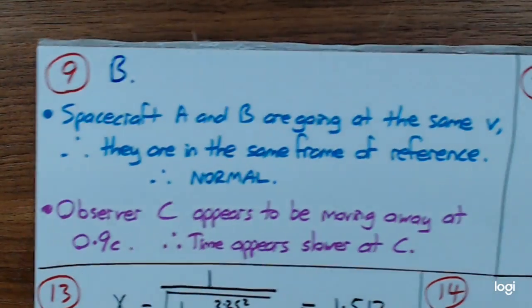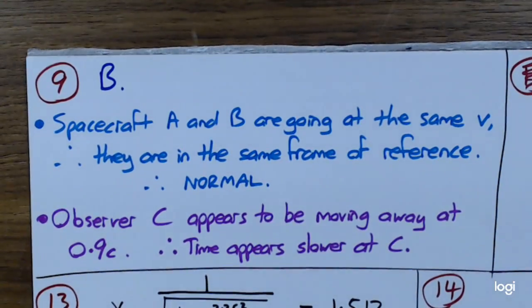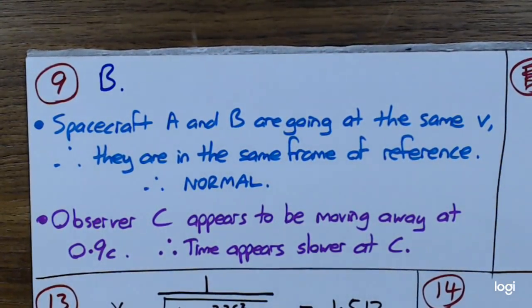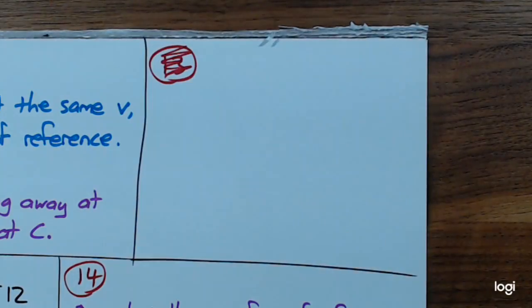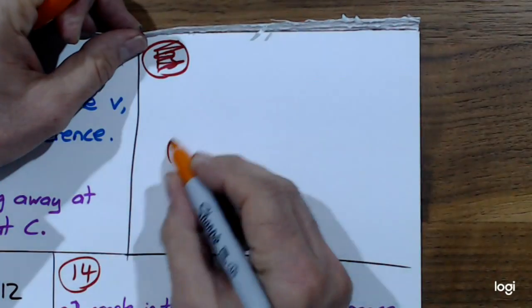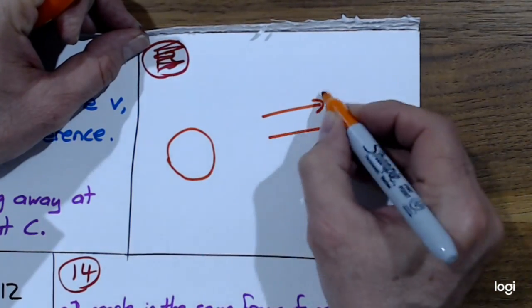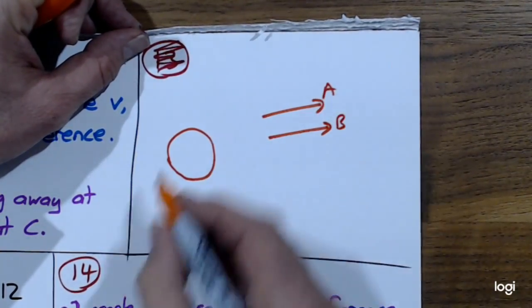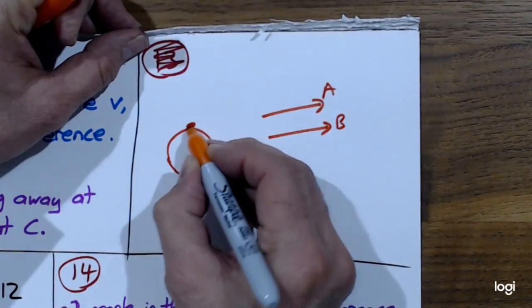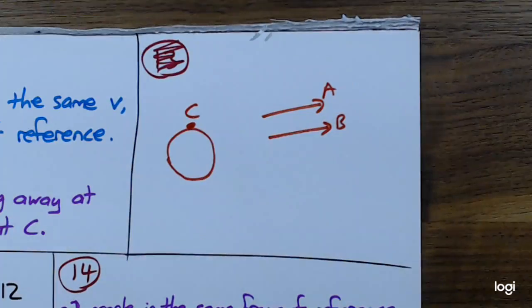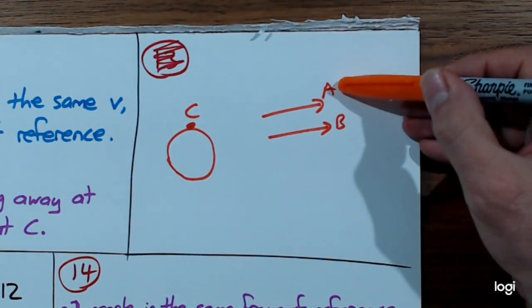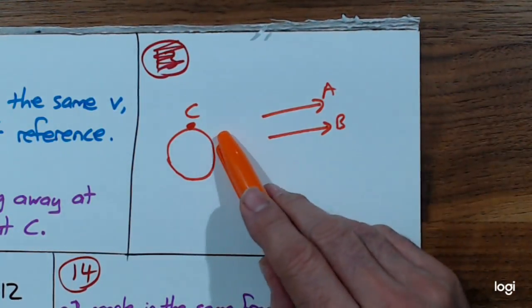Next one that was requested was question 9. Question 9 said there were 2 spacecraft. I'm going to draw the situation up here. So here's Earth. 2 spacecraft heading out away from Earth, spacecraft A, spacecraft B. An observer back on Earth at point C is looking at them. And the question says, describe how the crew of A would see the crew of B and the crew of C.